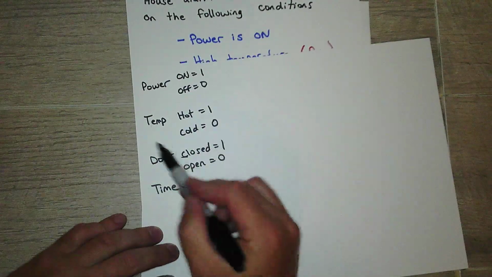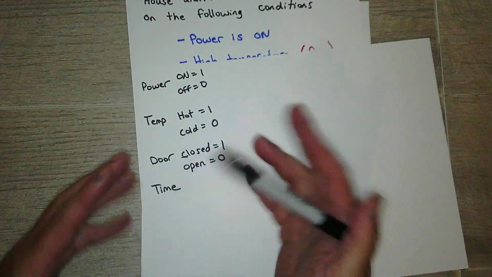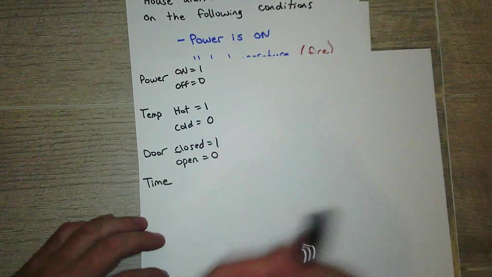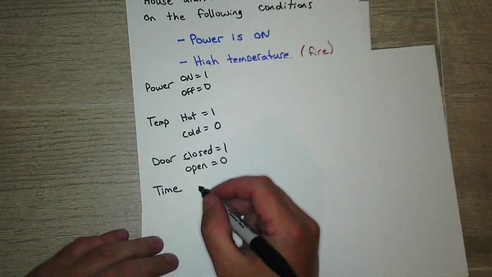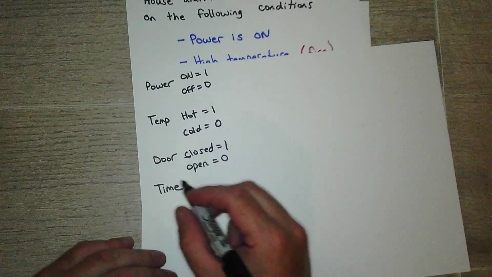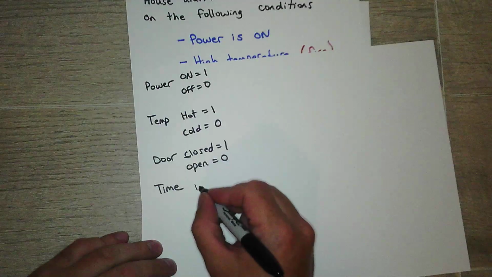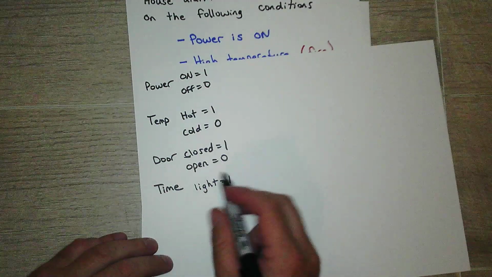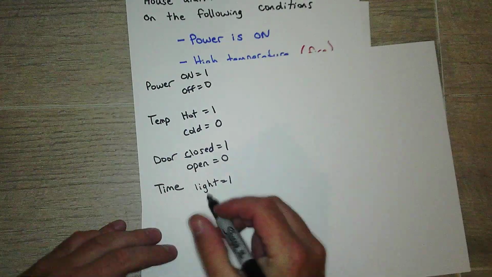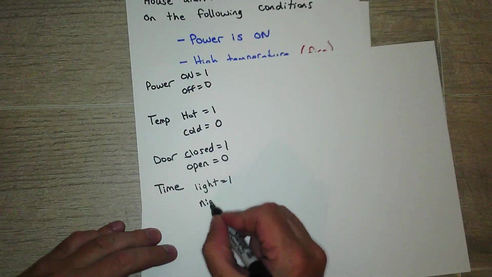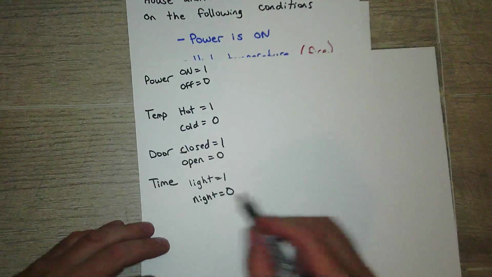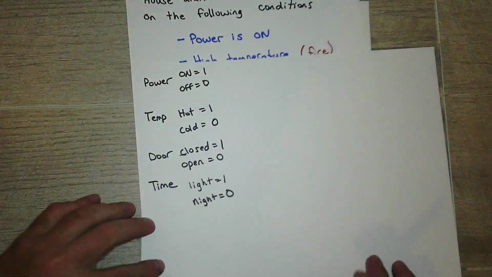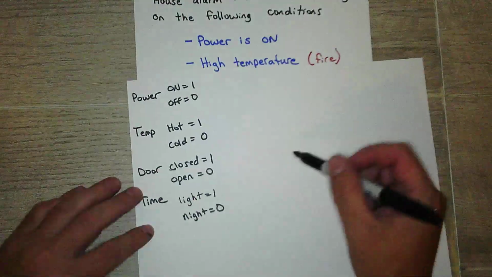Okay, and same thing for temperature. When it's in its normal state, it should be hot because the AC is not on. But in this case, we mean like above a certain temperature. And then time, for this time, I'll just put light. Light is 1 because that's when the system is naturally off. And then nighttime is when it should be off. But I mean, the alarm should be off at night.